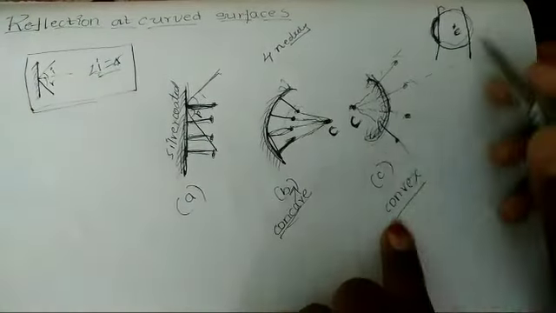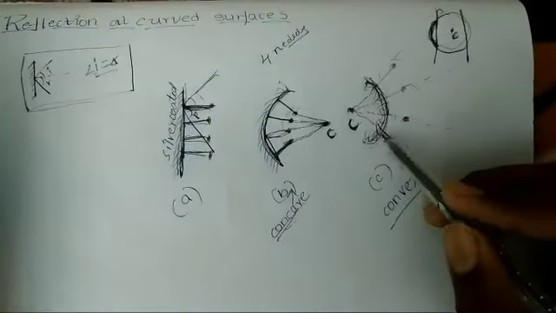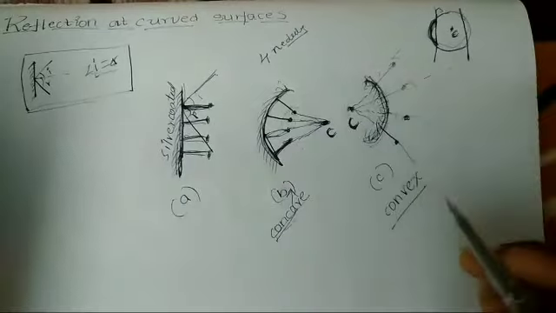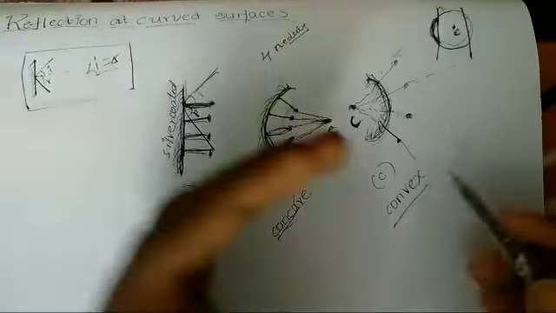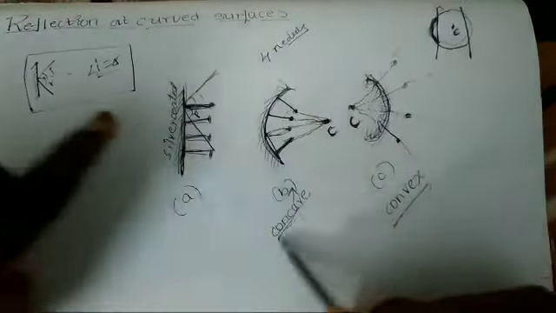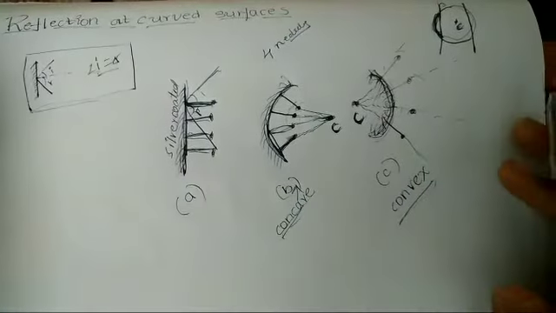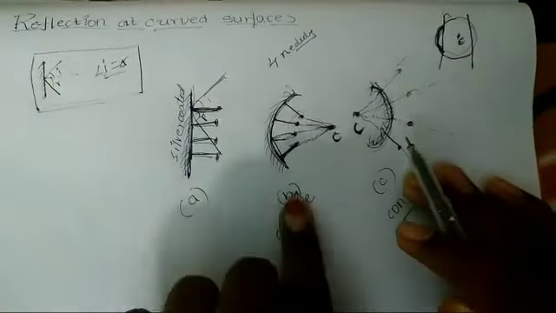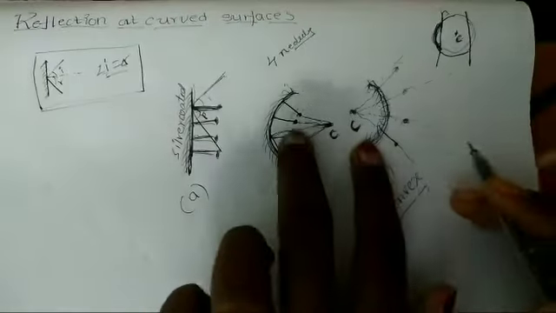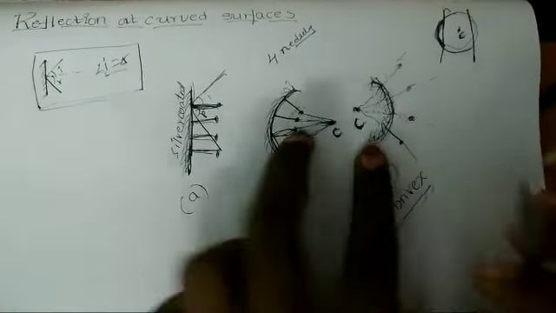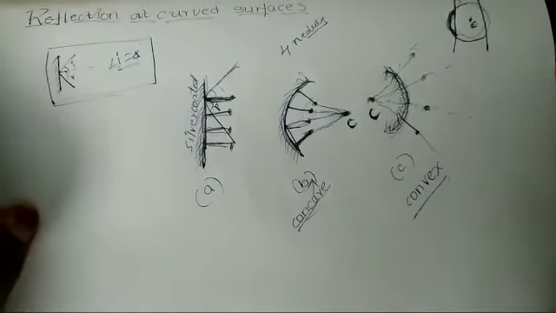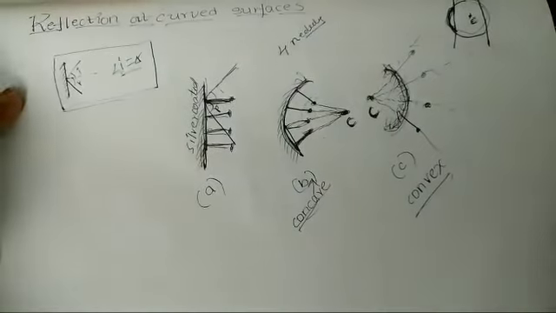If we get silver coating inside of the circle, it is called convex mirror. If it gets silver coated outside of the circle, it is called concave mirror. This is the basics of concave mirror and convex mirror. These two are spherical mirrors. Now in this video only we shall learn some more points.